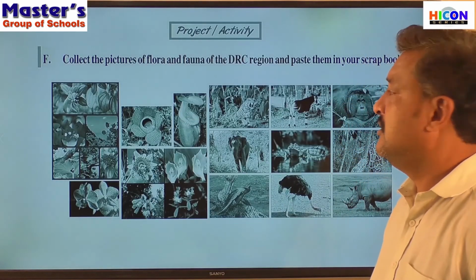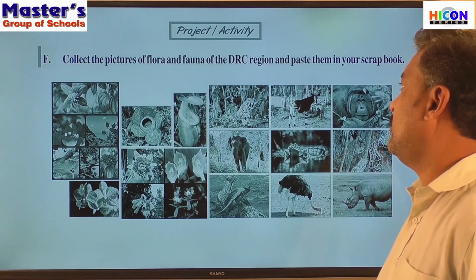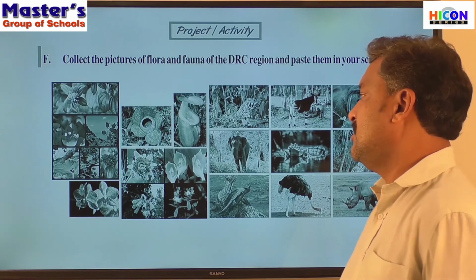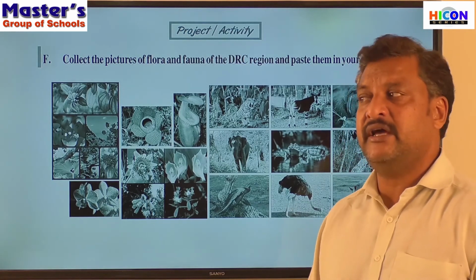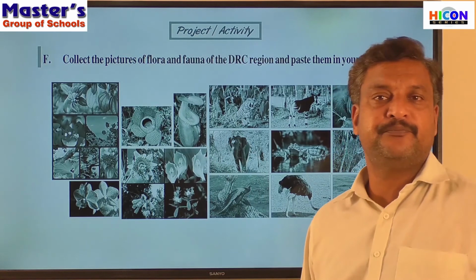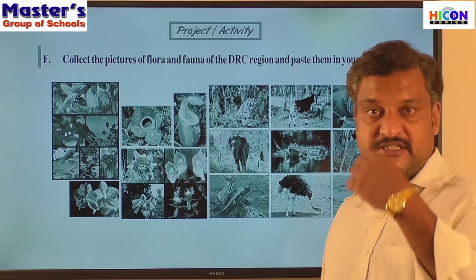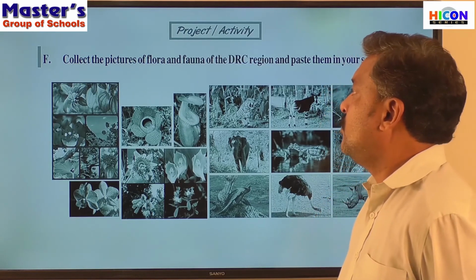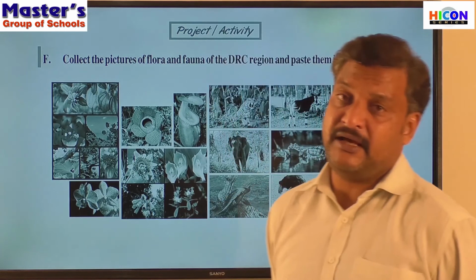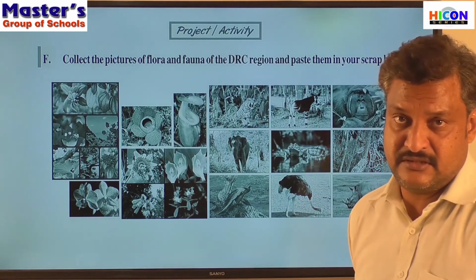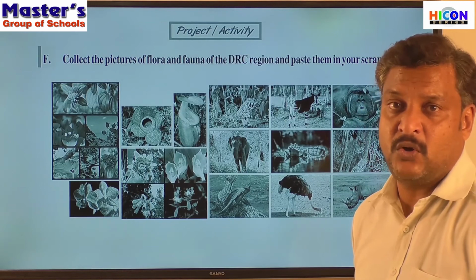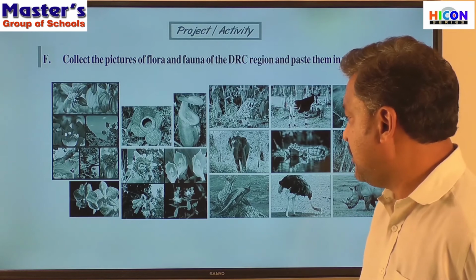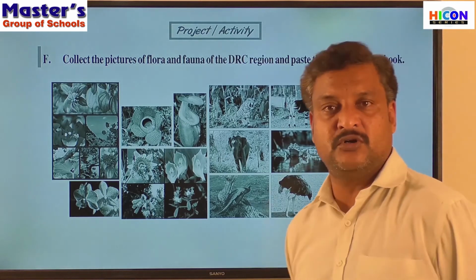Project or activity. Collect the pictures of the flora and the fauna of the DRC region and paste them in your scrapbook. So in the textbook actually an image is already given there for you. You can also find more images from Google or different books that we can have. Right? So flora and fauna. Flora means the plants. Fauna means the animals that are found in the Congo Basin region. Okay, you can do that. You can collect the pictures and you can paste them carefully in the scrapbook or the project book.